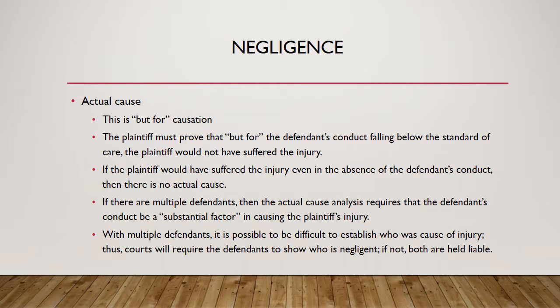If the plaintiff would have suffered the injury even in the absence of the defendant's conduct, then there's no actual cause. So the example that we just talked about goes right to the actual cause, where you have a lack of but-for causation, because in the absence of that defendant putting the trash can there, the injury was still going to happen because she rolled her ankle and it had nothing to do with the placement of the trash can.